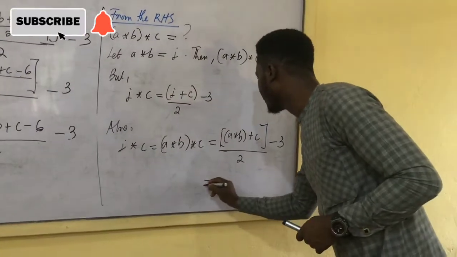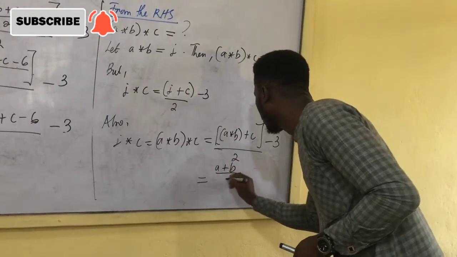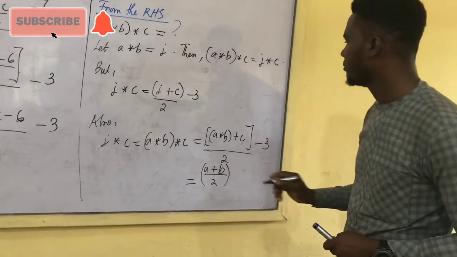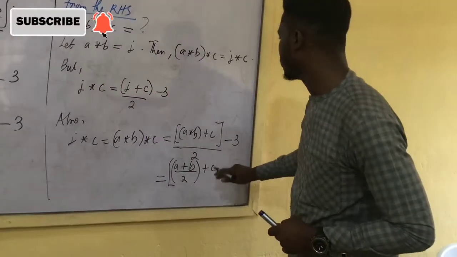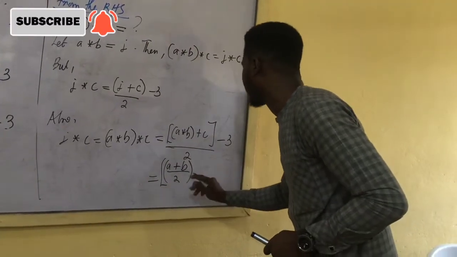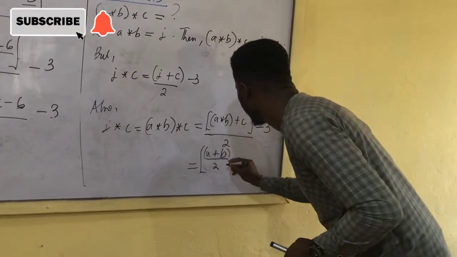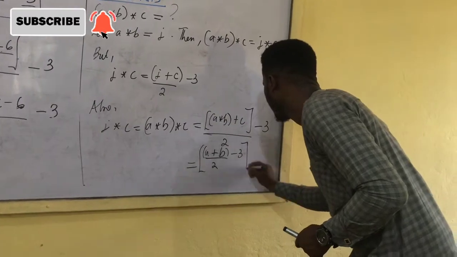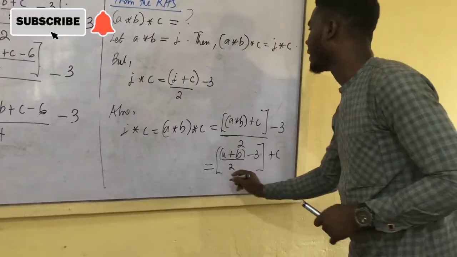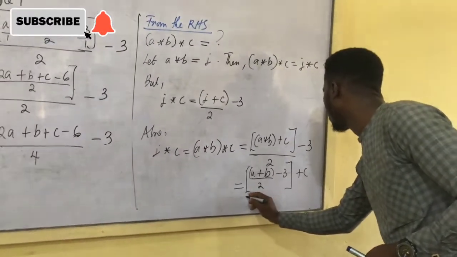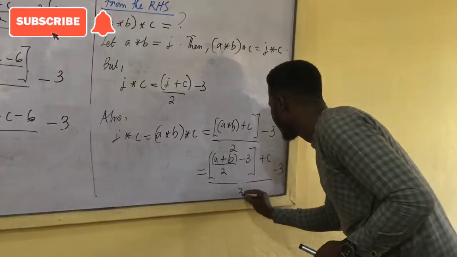So let us go further. What is A * B by that definition? It will be first plus second all over 2. Okay? Plus C. Before plus C, I think in that definition it was A plus B. This was A plus B all over 2 minus 3. And my plus C comes over here. Okay? So that is what you are going to have. And all this over 2. And then finally minus 3. So that's what you are going to have over here.